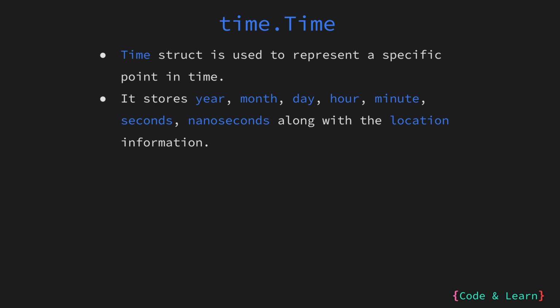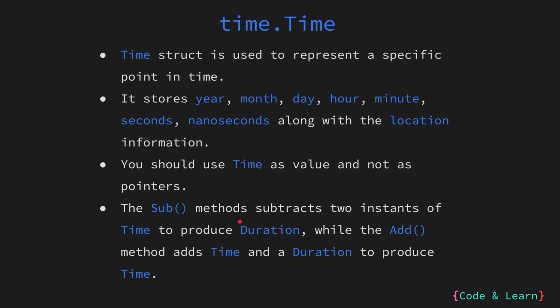A time represents an instance in time with a nanosecond precision. Programs using times should typically store and pass them as value, not as pointer. This is, time variable and struct field should be of type time.Time, not a pointer to time.Time. The Sub method subtracts two instances of time, producing a duration.